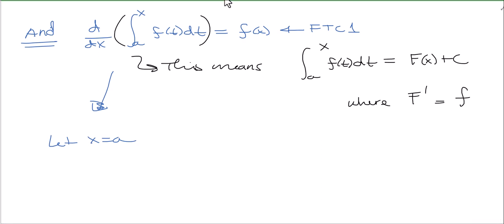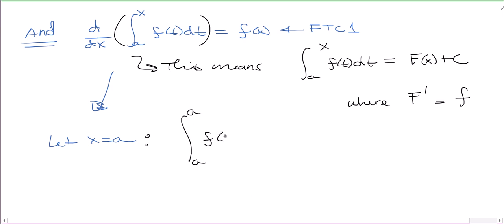So when x is equal to a, the area becomes the integral from a to a of f of t dt, which, according to this, is capital F of a plus c, because this is some antiderivative. So it's going to be capital F of x plus c, and I'm replacing the x with a.